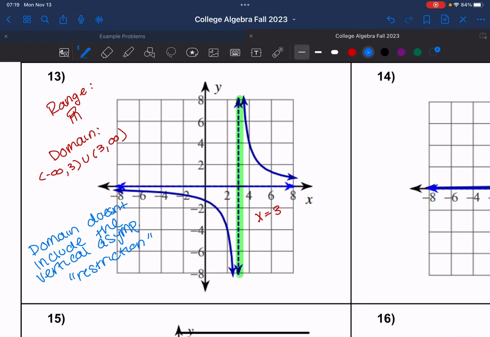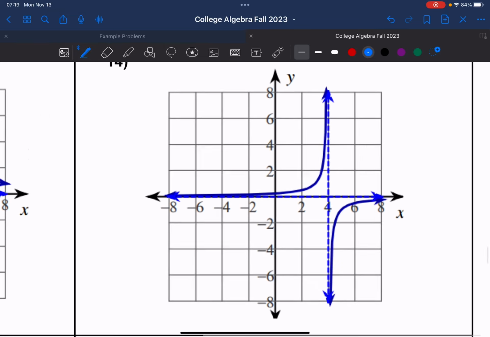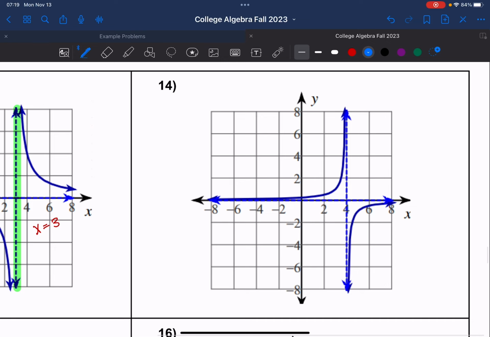Okay. So on number 14, starting with the range, we know range is always all real numbers. And then looking at the domain, we first need to find the what?